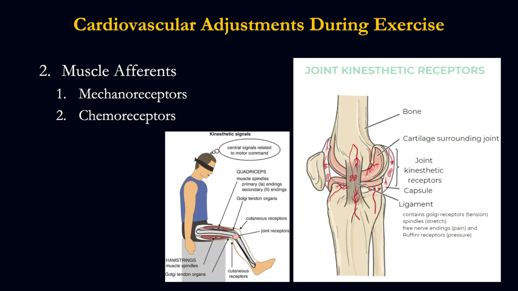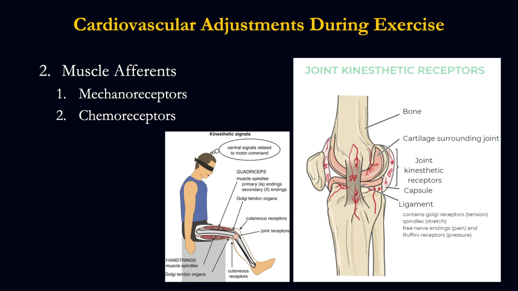As far as muscle afferents are concerned, we have mechanoreceptors and chemoreceptors. Mechanoreceptors are stretch receptors. They respond to movement essentially. They're located throughout the human body. We have joint kinesthetic receptors, which are located in joints. We have some in the lung that you don't see pictured here. We have the muscle spindles, which we'll talk about later on in the course, as well as the Golgi tendon organs, which again we'll talk about later in the course. There are skin receptors as well that are responsive during exercise. These all provide input to the central nervous system in order to make adjustments that will fine-tune exercise.